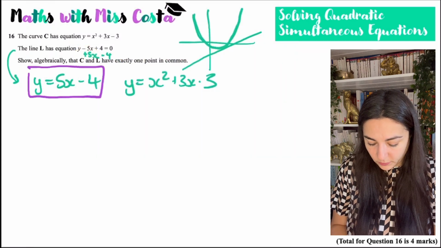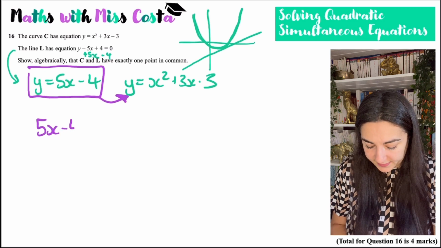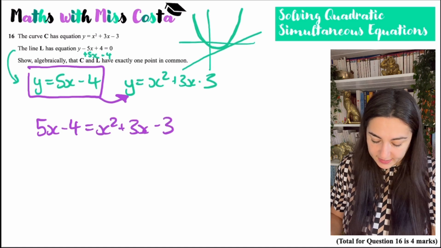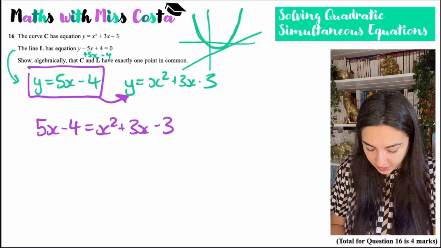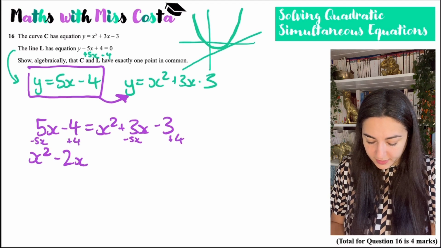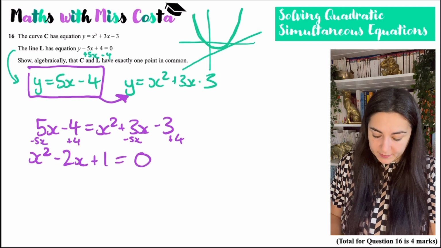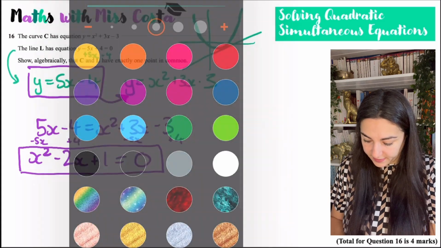So I know that y equals 5x plus 4, so I'm going to substitute that into here. So 5x plus 4 equals x squared plus 3x take 3. Now what I want to do is rearrange this whole thing and solve it. So x squared, I'm going to take 5x from both sides. So 3 take away 5 is negative 2x. And then I'm going to add 4 to both sides. So negative 3 plus 4 is positive 1, must equal 0. Okay. So I've got my equation here. And now what I want to do is factorize it to find its roots.